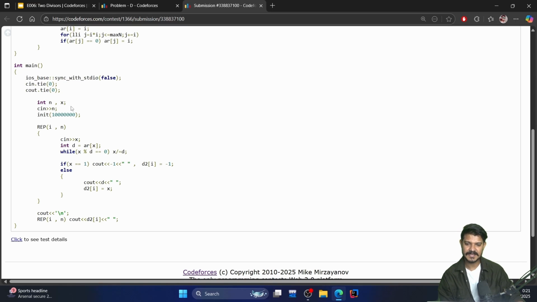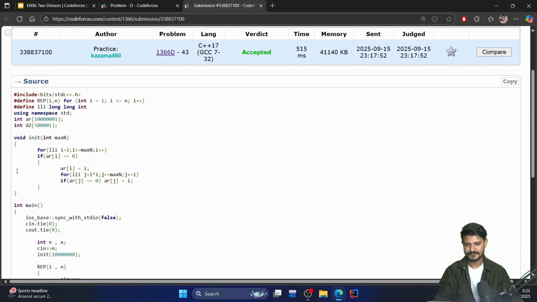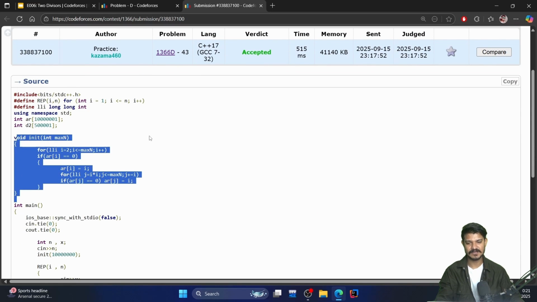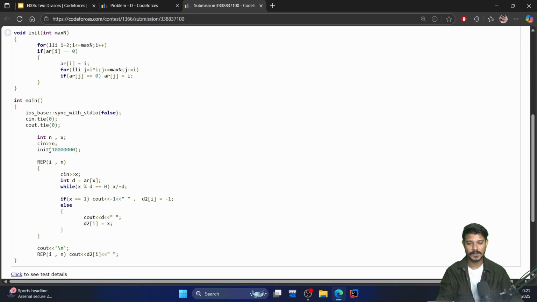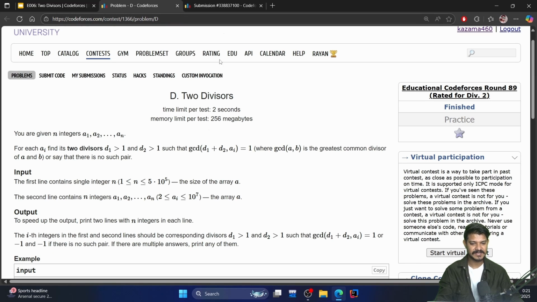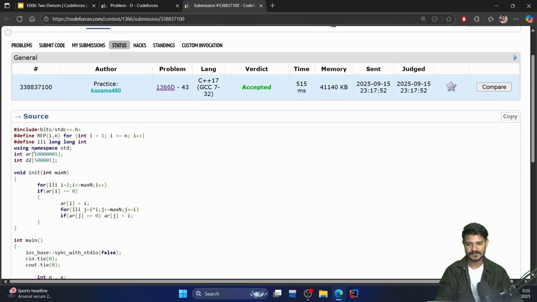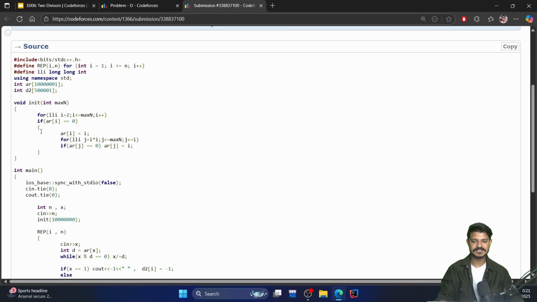So I have defined n and x. I'm reading n and then calling the init function, which does nothing but apply the sieve algorithm. So I'm applying the sieve algorithm to find the smallest prime factor of each integer in the range 1 till 10 to the power 7. Why? Because ai can be as large as 10 to the power 7. So I've created an array of size 10 to the power 7. Then for each integer, I'm trying to find their smallest prime factor.